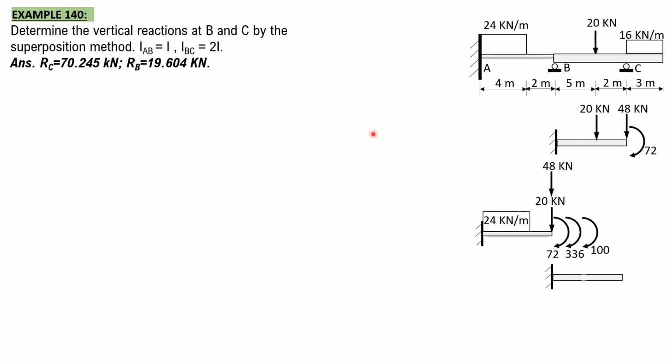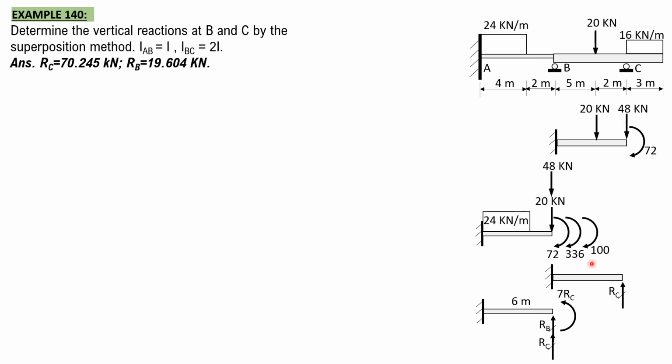Then the 24 kilonewton load. And here we have R sub C. Then here we have R sub B. Then R sub C times 7, we have a couple also of 7 R sub C.